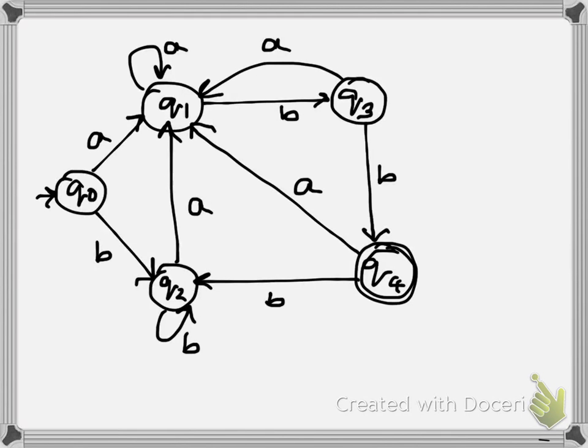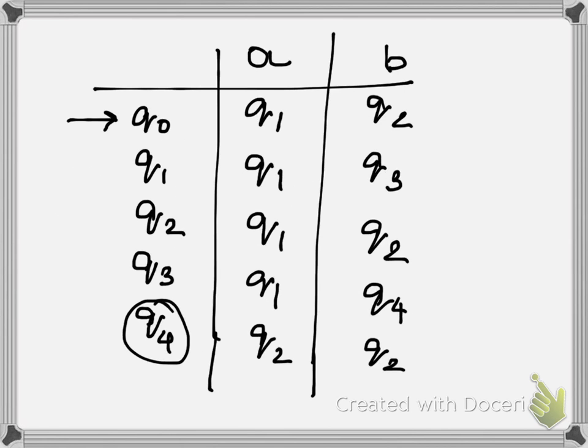Welcome back. In this video, we are going to look at another example for minimization of a DFA. So here we see a DFA with 5 states Q0, Q1, Q2, Q3, Q4, and the input symbols are A and B. So we have the state transition table like this. We have already drawn the state transition table. So let us see how we can start with the minimization process.